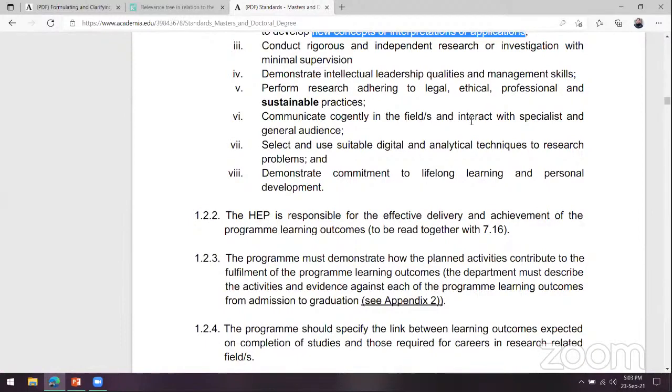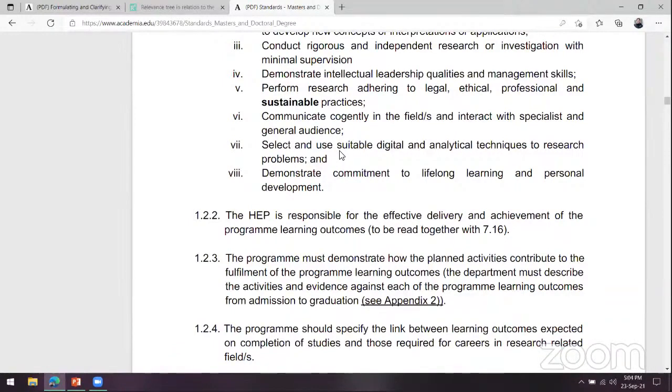Communicate conjointly in the field and interact with specialists as well as the general audience. So you're able to talk to your peers, your supervisors, lecturers in academia, as well as the public audience. Select suitable digital and analytical techniques to research a problem. Right now, all of us are using Microsoft Word, OpenOffice, all these digital platforms, software or any kind of software for the analysis. So you have to master it. Then commit to lifelong learning and personal development.